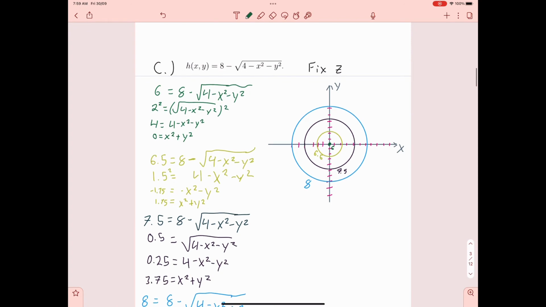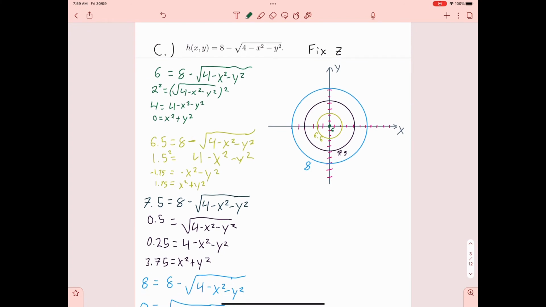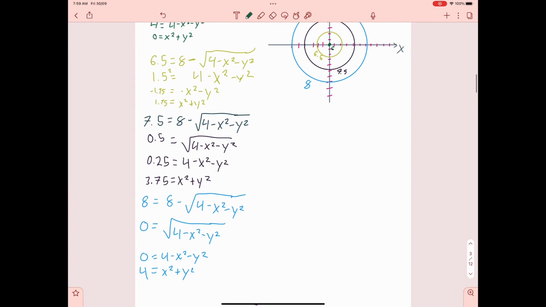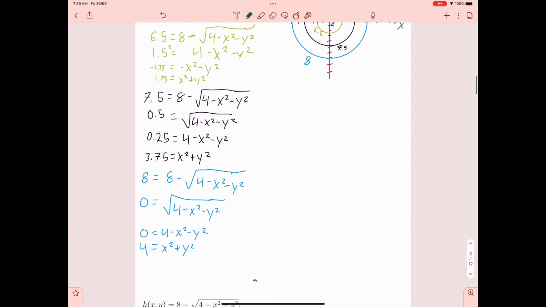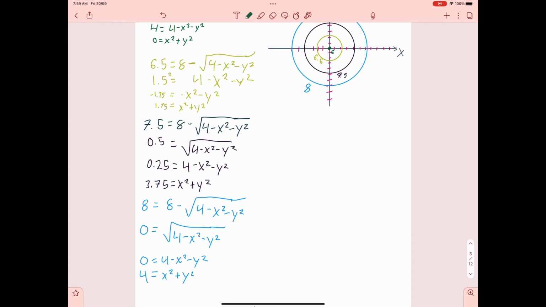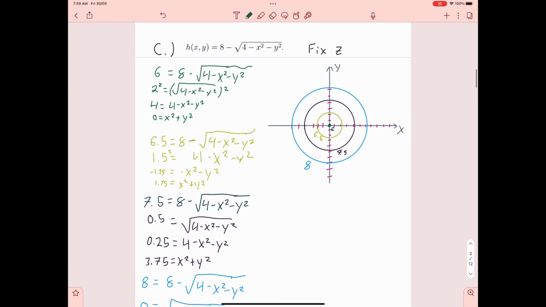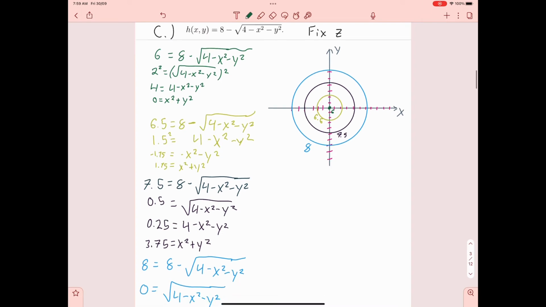So now that we know that, we're going to plug in our fixed z values: 6, 6.5, 7.5, and 8. For 6, you rearrange that equation, and you get that 0 equals x squared plus y squared. We know that that is a circle with radius 0. Doing the same thing for 6.5 gives us a circle with radius the square root of 1.75. We do the same thing for 7.5, and we do the same thing for 8. So now we know that with respect to the x and y plane, this is an increasing circle until it hits the point 8.